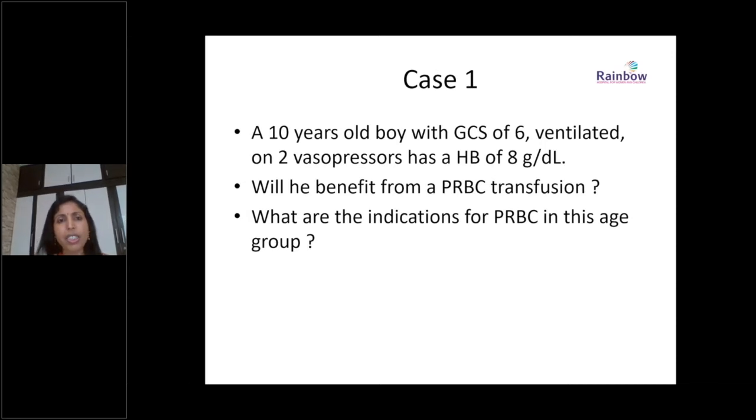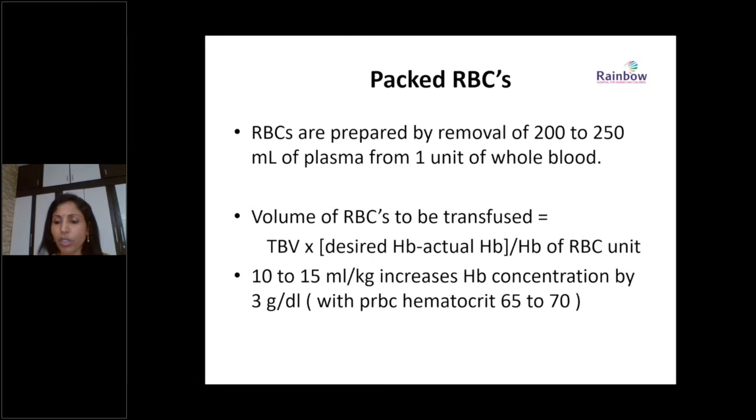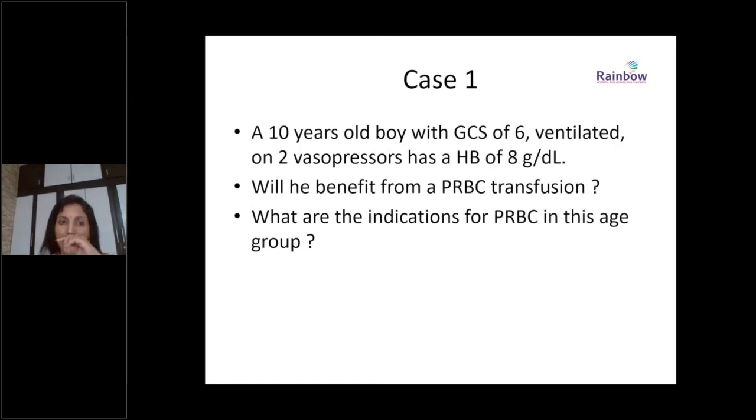First and foremost case is a 10 years old boy. He has a GCS of 6 and he is on a ventilator and also on inotropes. He has acute encephalitis, he is on a ventilator, and at the same time he was also in septic shock and on 2 vasopressors. In this kind of situation, will he benefit from PRBC transfusion if his hemoglobin is 8? What are the indications for PRBC transfusion in this age group? We have to go ahead and look at the indications.